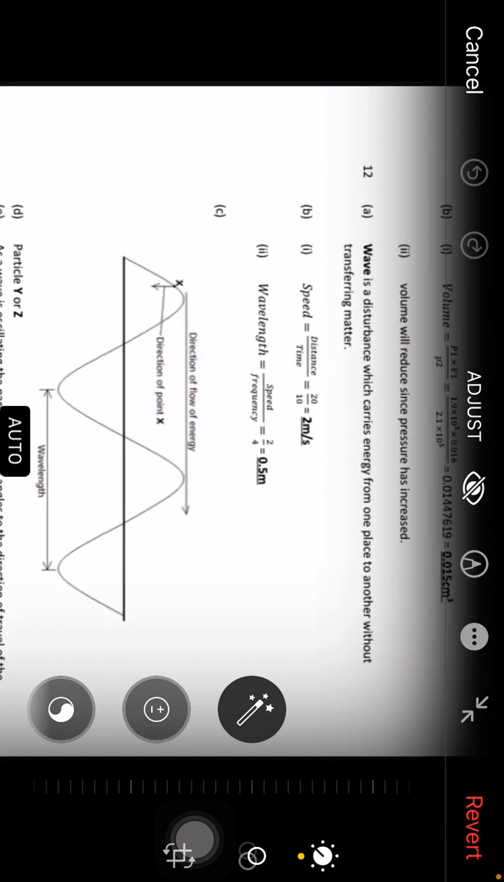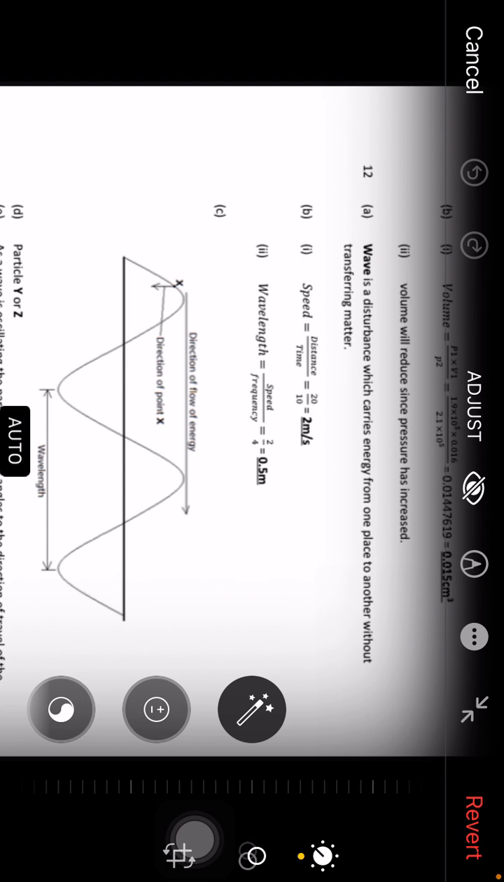If you're clear, a wave is a disturbance which carries energy from one place to another without transferring matter. What this simply means, I'm sure, is straightforward. This is the definition of a wave. The best example of a wave you can give is a water wave.